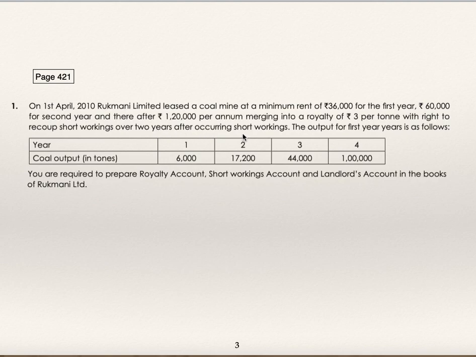They have given you output for the first 4 years. Output in tons is given. Output multiplied by rupees 3 will be royalty. You are required to prepare a royalty account, short working account, landlord account in the books of Rukmini Limited. Now Rukmini Limited is lessee. You are supposed to prepare ledger accounts in the books of lessee. So now I will show you how to prepare the working table first.